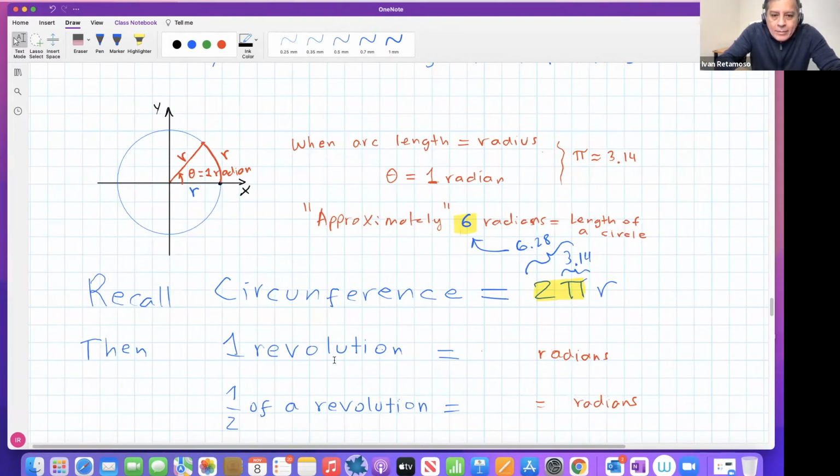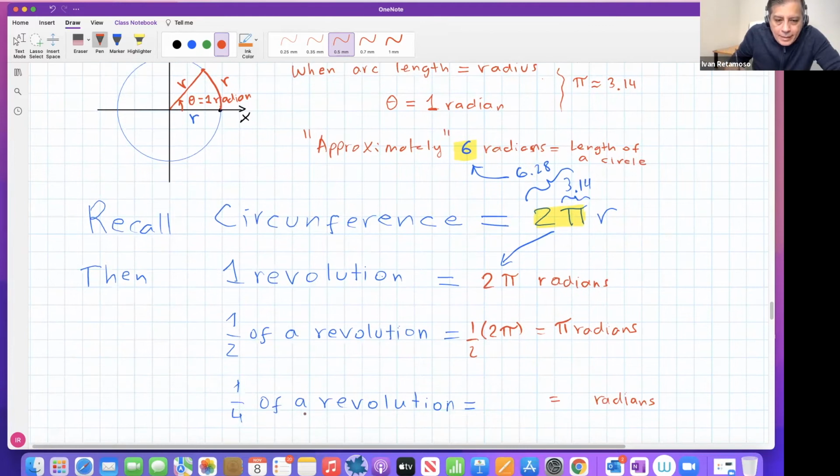All right, then since the circumference is 2 pi times r, one revolution should be 2 pi radians. So try to remember that, guys, 2 pi radians. Half of a revolution, let's say you go up to here, is one half of 2 pi, eliminating the twos, just pi radians. A quarter of a revolution, after simplifying, is pi over 2 radians, okay?